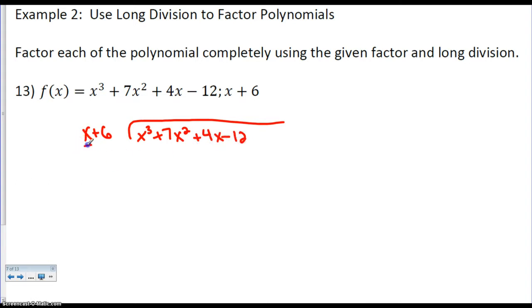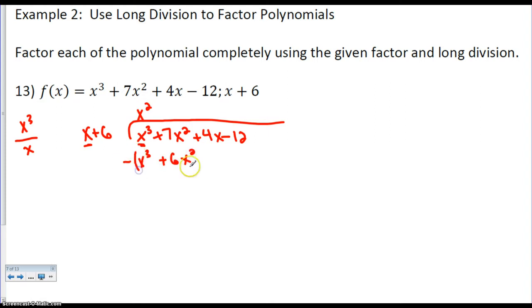So I'm going to look at this x and this x cubed and ask myself, what do I have to multiply x by to make it x cubed? If I take x times x squared, I get x cubed. So I'm really dividing this term by that term. Then we always multiply the top row times the binomial we're dividing into this. So x squared times x is x cubed, and x squared times 6 is 6x squared.